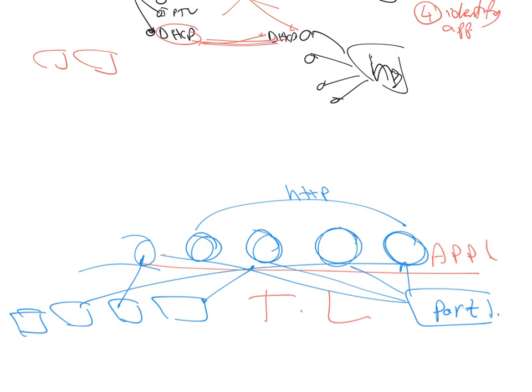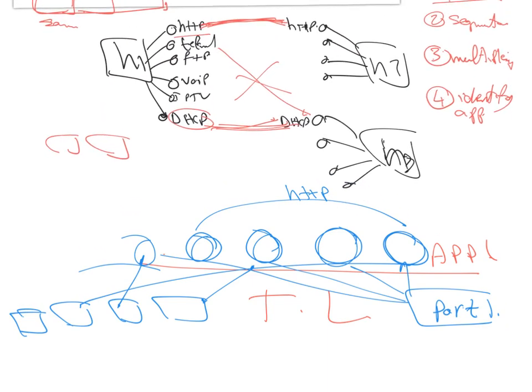And in that case, we have three types of addressing. We have the physical address at the data link layer, the logical address at the network layer, and the transport layer address, which is the port number. So the port number identifies a specific application endpoint in the application layer. Okay? So this is how we identify the applications from a transport layer perspective.